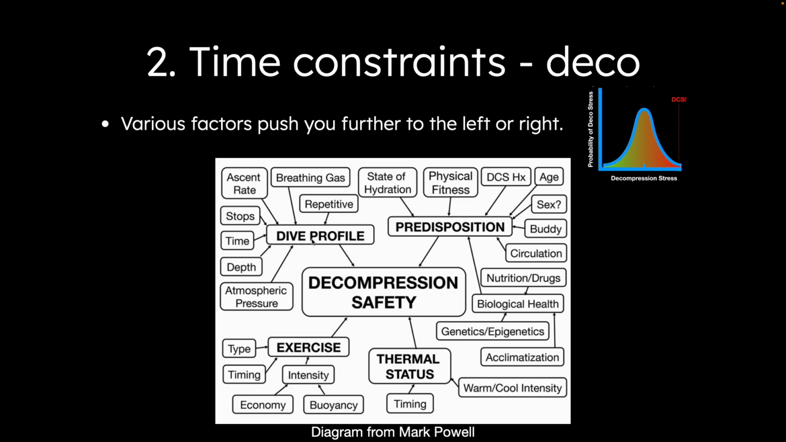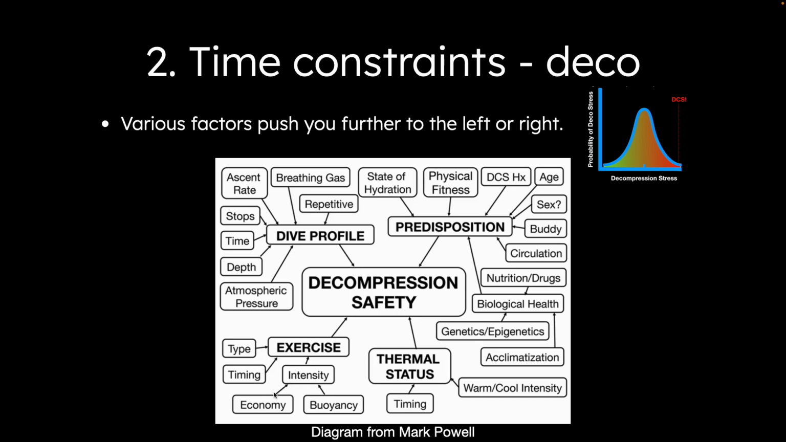Of course, dive profile is the one that is drilled into us, right? How deep are you going? Your time, are you doing a safety stop? Your ascent rate, what kind of gas are you breathing? Is it a repetitive dive? But there are other things as well. There's a whole suite of predispositions that an individual may have: how hydrated you are, your physical fitness, your age, your circulation, your nutrition, any drugs that you're taking, your health, genetics, epigenetics. Many things can shift you left or right on that spectrum.